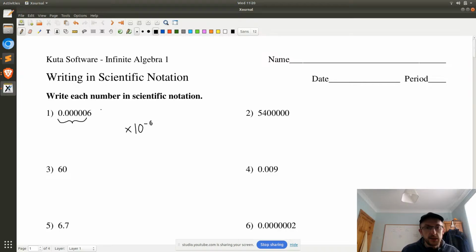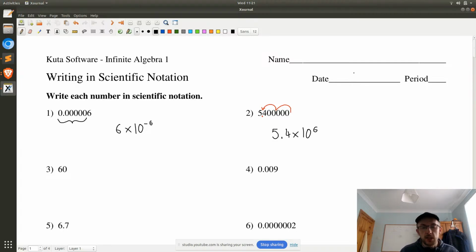And what do I write at the start? I then write the non-zero digits that actually make up the content of the number. So I write 6 right there at the start. That's when you have a teeny tiny number that is less than 0. As for a number that is bigger than 0, you've got to count how many jumps you have to make to get between the first two non-zero digits. And in this case, it happens to be 6 as well. So this is 5.4 times 10 to the 6.